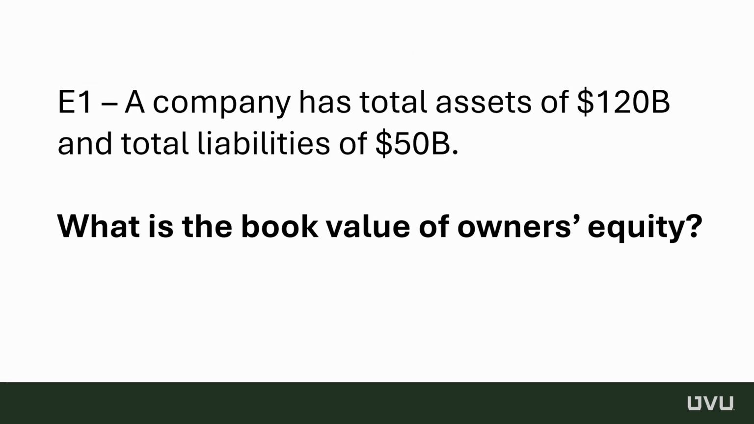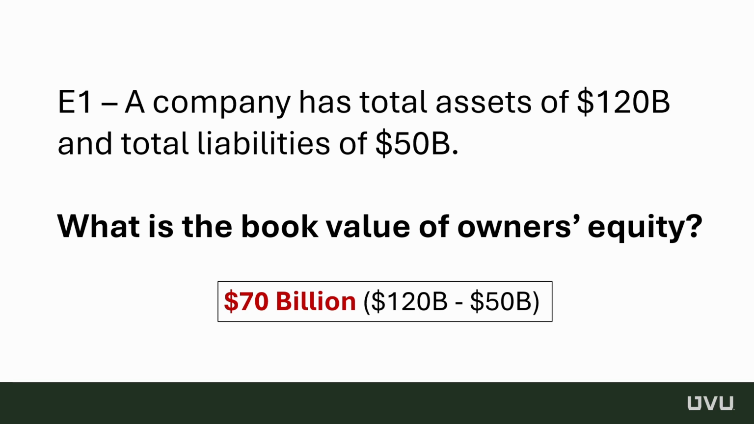Exercise 1. A company has total assets of 120 billion and total liabilities of 50 billion. So then, what is the book value of owner's equity? Pause for a second if you'd like to try it. Are you ready? Equity is just assets minus liabilities. So 120 billion minus 50 gives us $70 billion. Well, that's easy enough when we're working with the snapshot version of the most basic accounting equation.